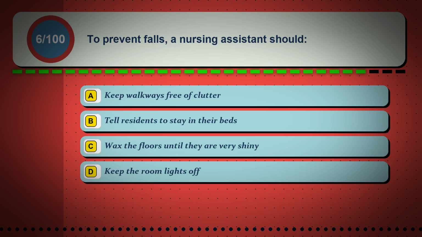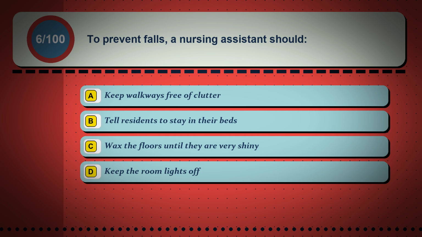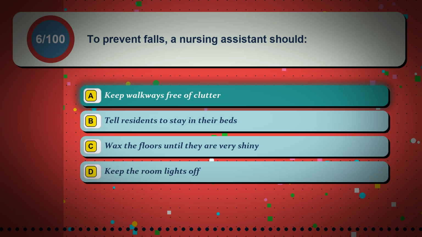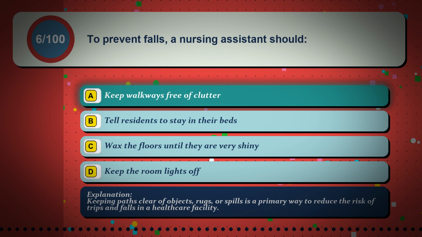Question 6. To prevent falls, a nursing assistant should: Option A, keep walkways free of clutter. Option B, tell residents to stay in their beds. Option C, wax the floors until they are very shiny. Option D, keep the room lights off. The correct answer is option A, keep walkways free of clutter. Keeping paths clear of objects, rugs, or spills is a primary way to reduce the risk of trips and falls in a healthcare facility.